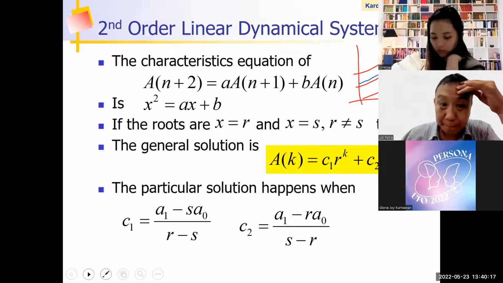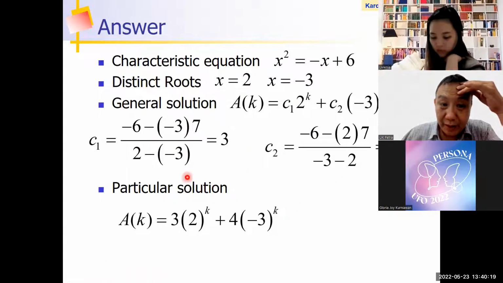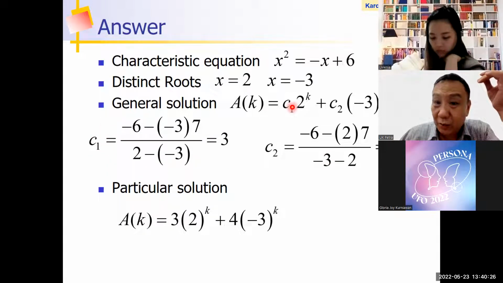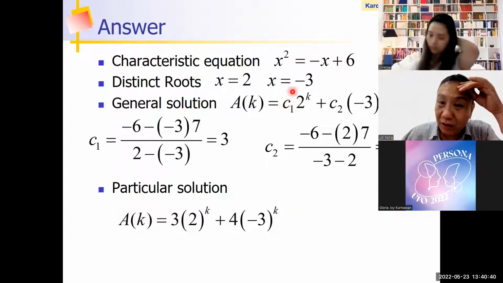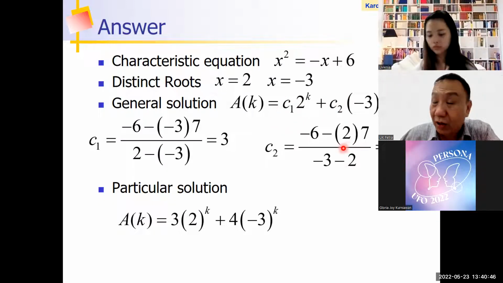Clear, yeah? Now I know C1 and C2, what will I do? Input this C1 and this C2 into the general solution. Then you will get what is called the particular solution. The general solution still contains the parameters C1 and C2, to be determined by the initial condition.